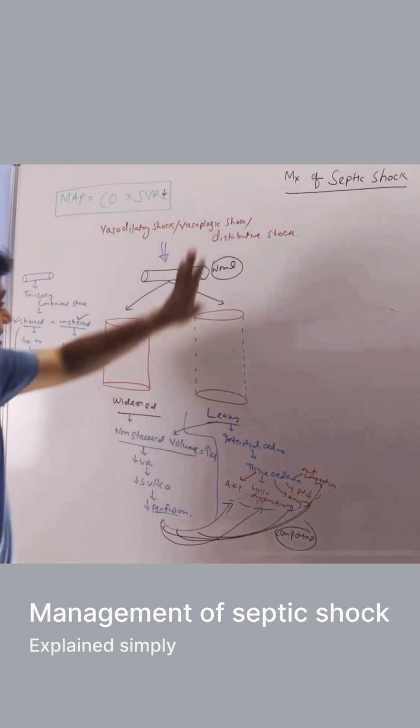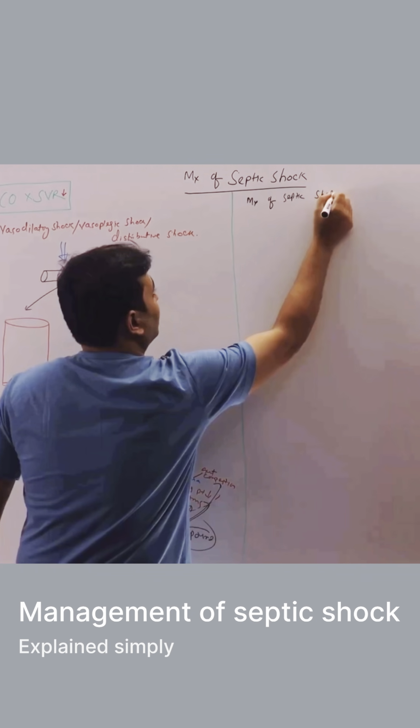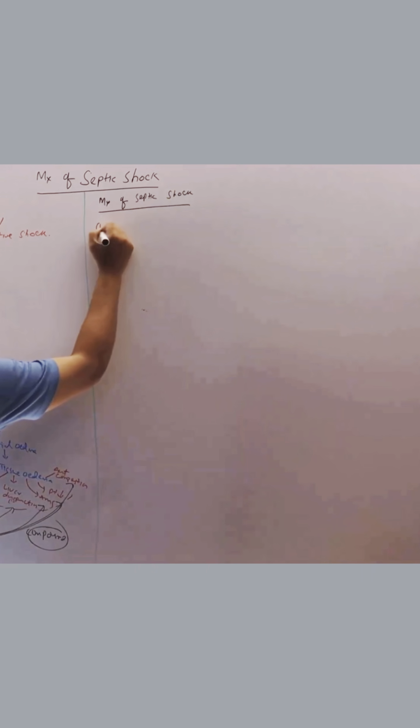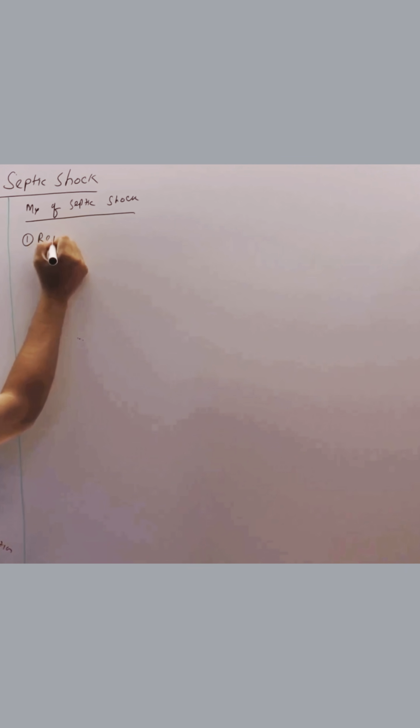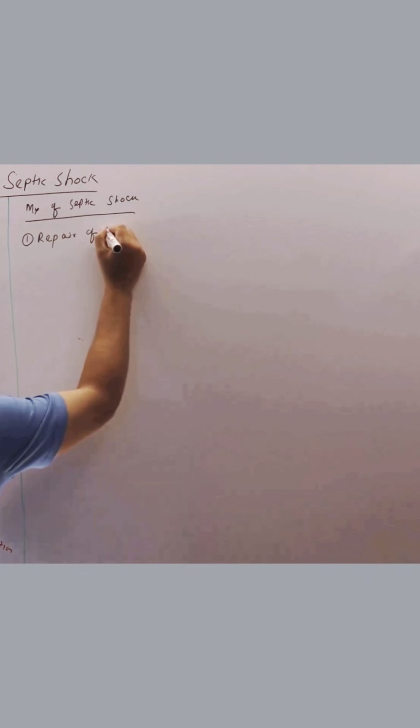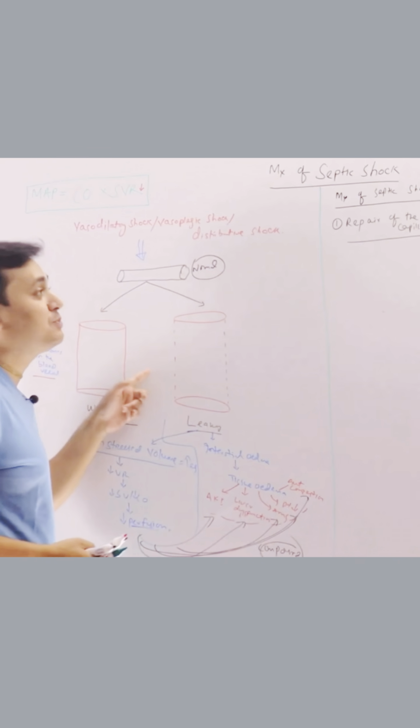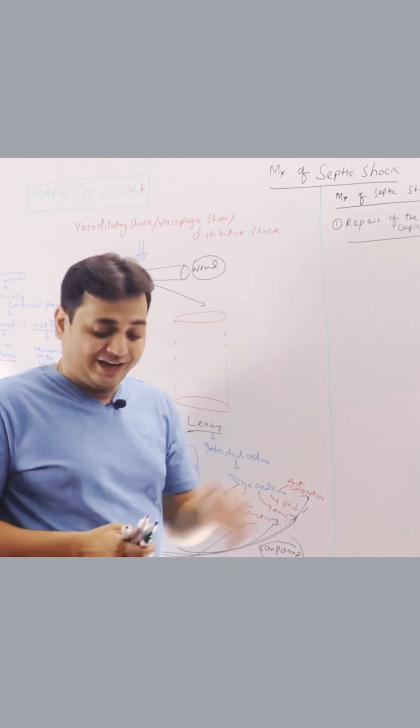In this diagram, let's try to understand the management of septic shock, right? From the discussion you've seen, number one concept is repair of the leaky capillary. So leaky capillary means this is a disease process. So we have to halt the progression of the disease. So that is, in our case, infection.